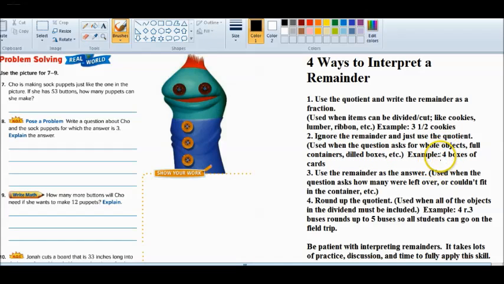An example answer might look like 4 boxes of cards. You really would have leftover cards that couldn't fill boxes, so you would just ignore your remainder in that case.